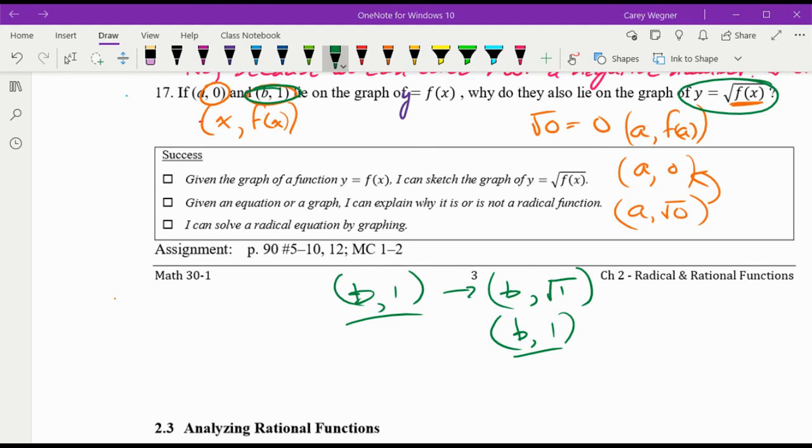Well, here you can see an assignment at the bottom of the page. You can stop the video at this point, work on those practice questions, and then we'll continue on with the rest of Chapter 2 in a future video.